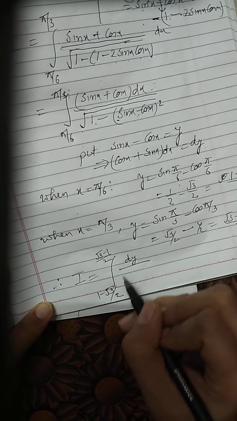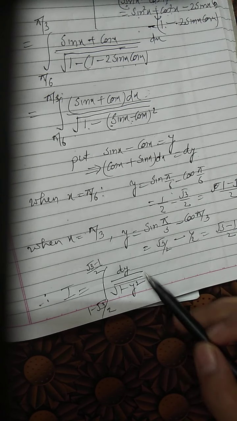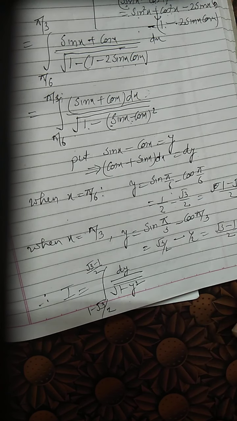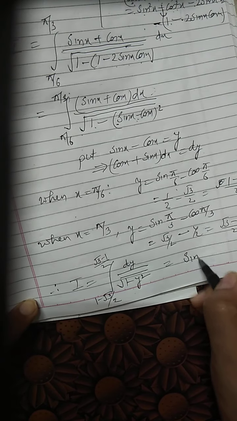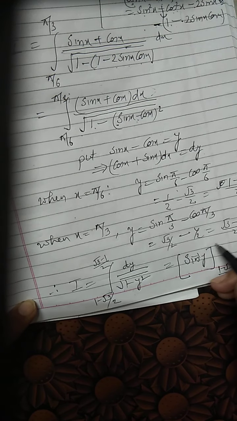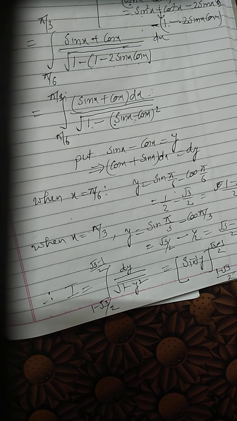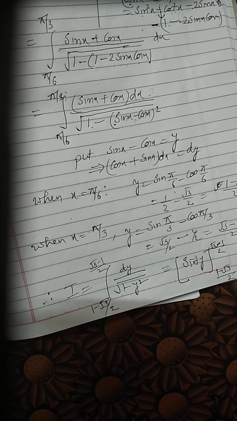This is dy divided by root of 1 minus y square. And this integral, I hope now by this time everybody knows, integral dx upon root of 1 minus x square is sine inverse x. So here we will have sine inverse y. Let me write down here, and the limits are 1 minus root 3 divided by 2 to root 3 minus 1 by 2. Now the only thing is, we have to apply the limits and get the answer.